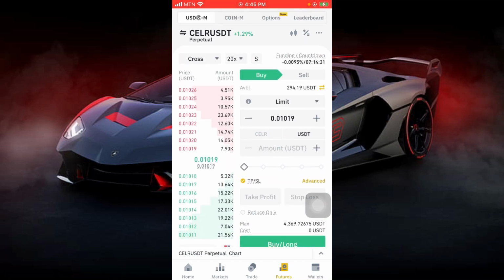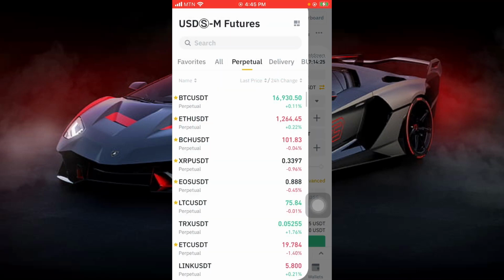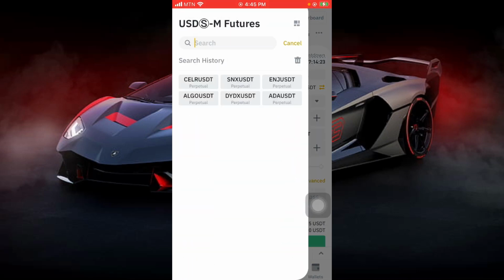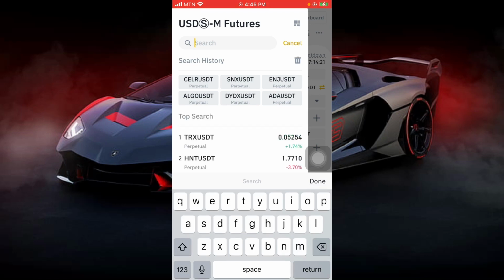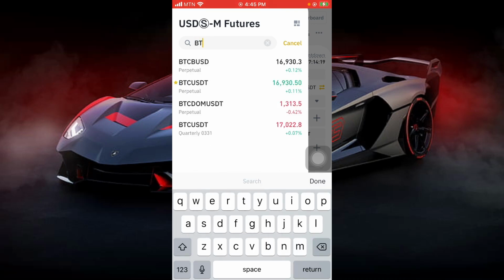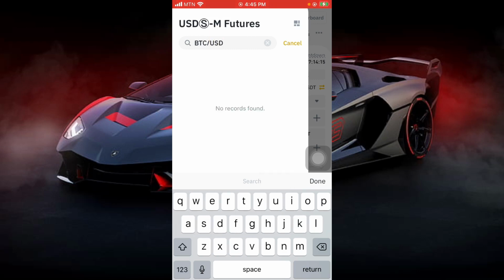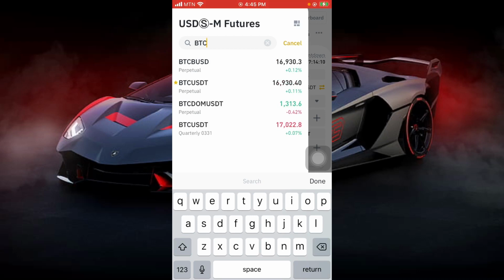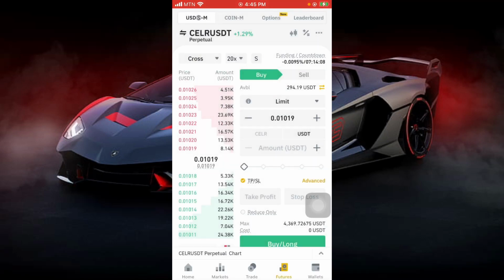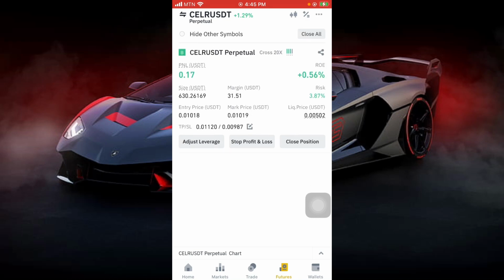So let's say I told you to buy BTC USDT. You just click here. Then you change to BTC USDT. You type in the search box BTC/USDT. When you start typing, it will appear. So this is how you trade. If you are going to close the trade, you can just click on close position to close the trade.